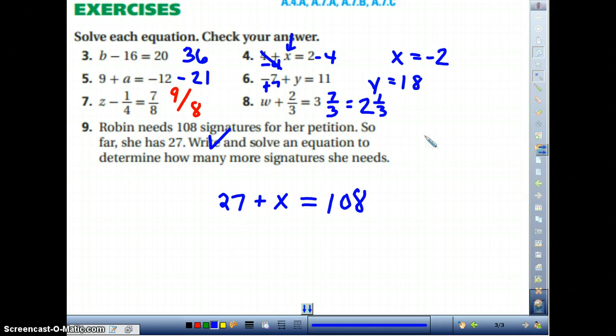Okay. How do you solve for x here? Yeah, subtract 27 from this side. So you need to subtract 27 from this side. You get x equals what? 81 what? 81 more signatures.